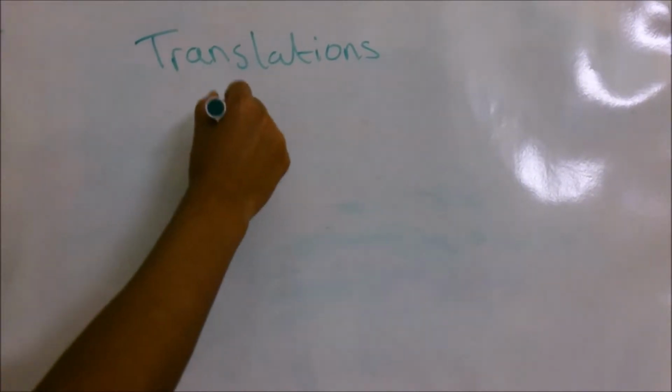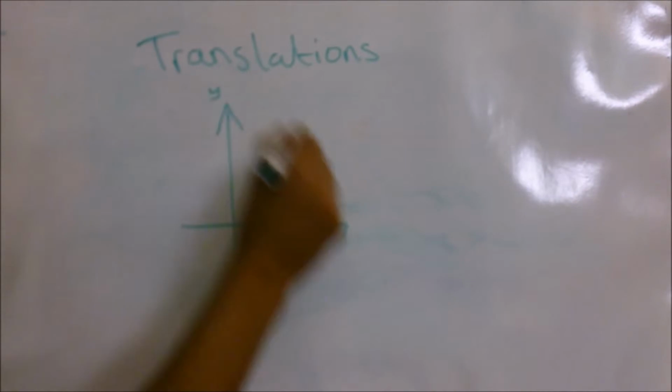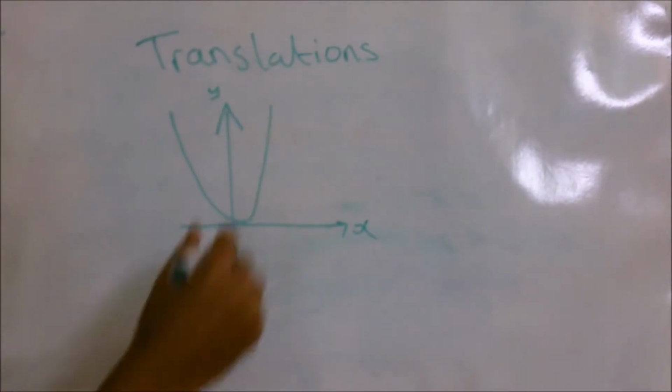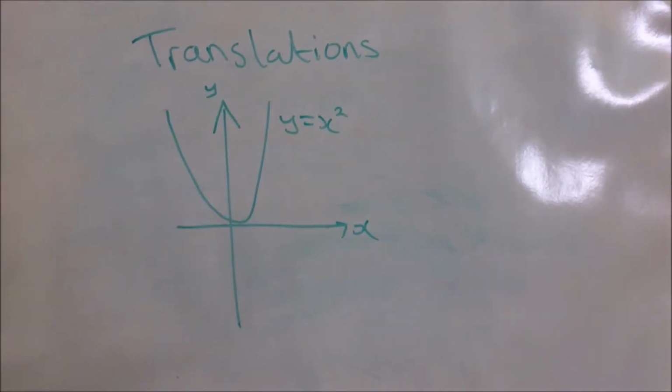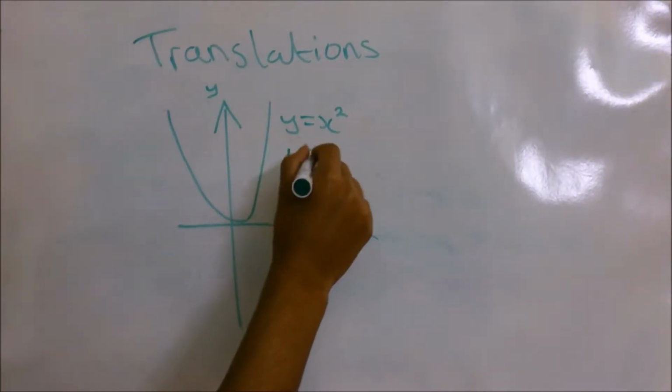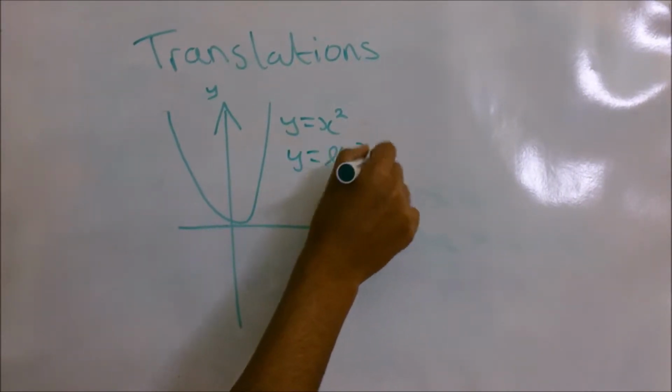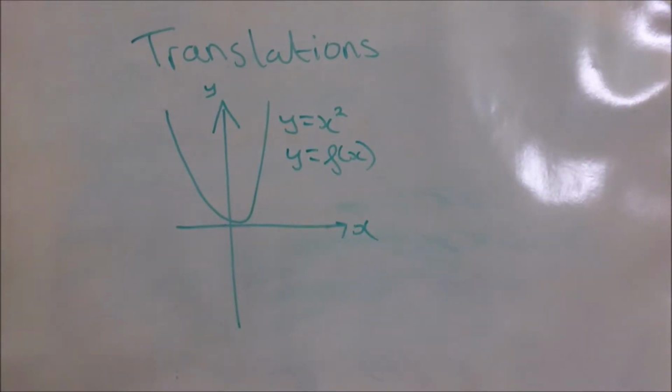Translations are all about moving a line or a curve around a graph. The graph y equals x squared is a good example to see how this works. Just be aware, sometimes I may use f of x to represent that I do something to x. So for this graph, I square the x.